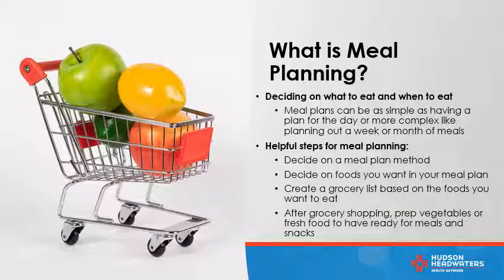So here are some helpful steps for meal planning. First off, you want to decide on a meal plan method, which we will talk about. You want to decide on what foods you want in your meal plan. Creating a grocery list based on the foods you want to eat can be very helpful. And then after you go grocery shopping, try to prep vegetables and other fresh foods that take a little bit more time to prep, so you can have them ready for meals and snacks on the go.